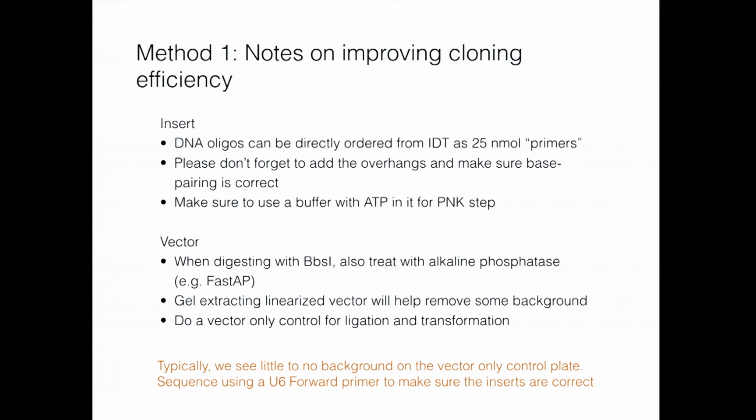For improving cloning efficiency, some of the things to keep in mind are just to make sure the overhangs are correct and they have the correct length. Using a buffer with ATP so that the phosphorylation of the primers will go. And also maybe treating the vector digest with some alkaline phosphatase to remove phosphate groups to prevent the vector from possibly religating.